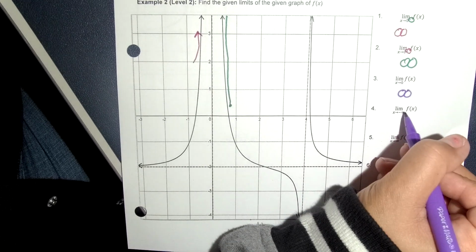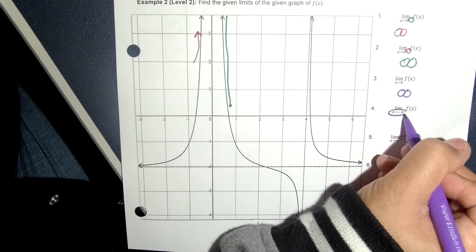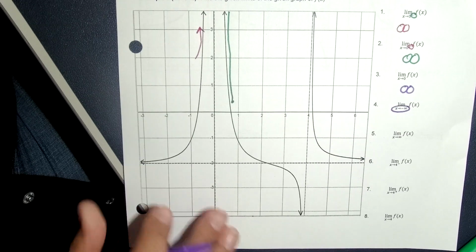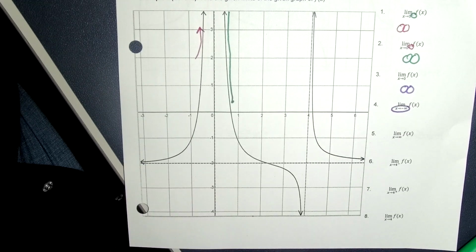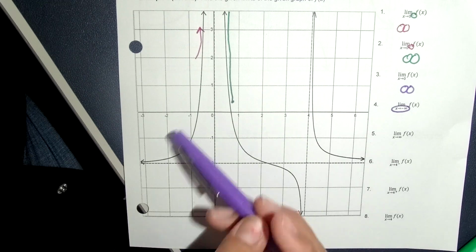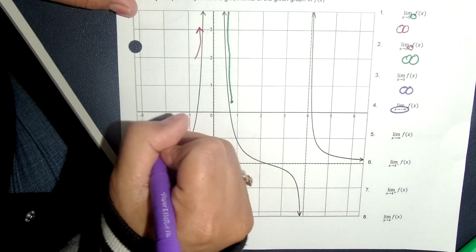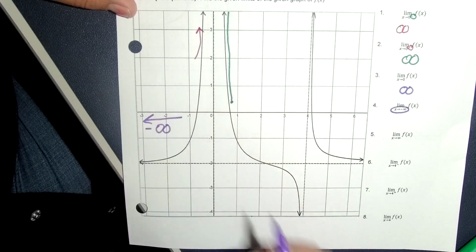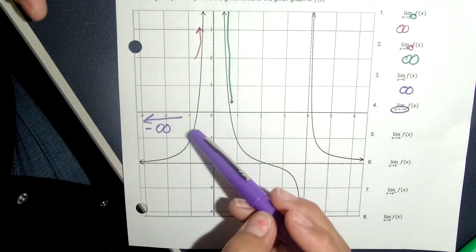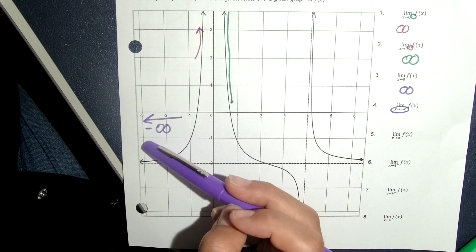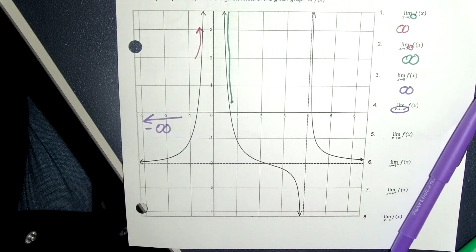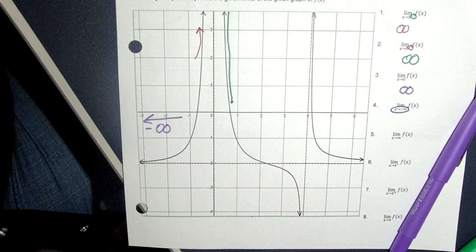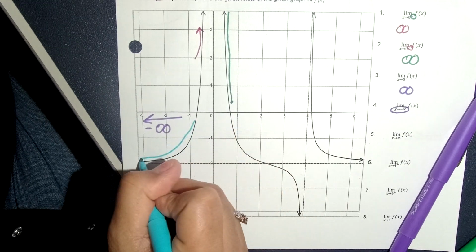We're looking at the x values as x approaches negative infinity. Where is negative infinity on the graph? Up, down, left, right. Left. It's to the left. Negative infinity is this way. Okay? So that means I need to follow the graph to negative infinity. So if I follow the graph to negative infinity, where is this graph going?